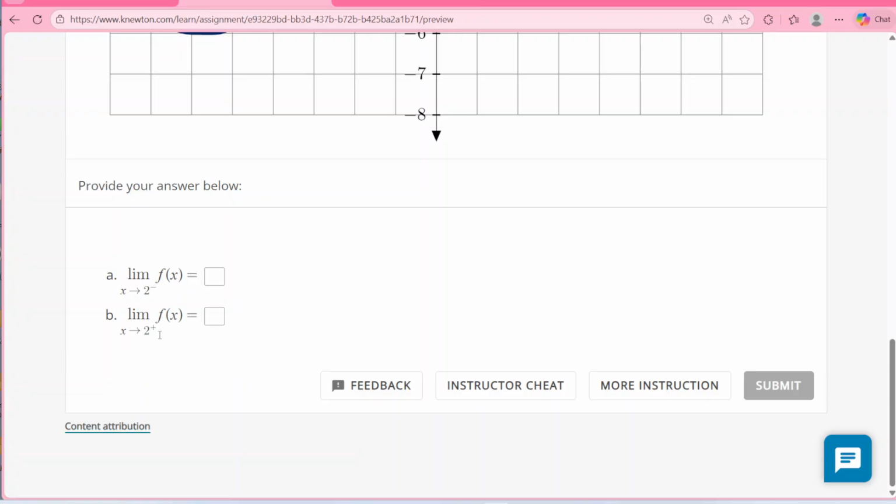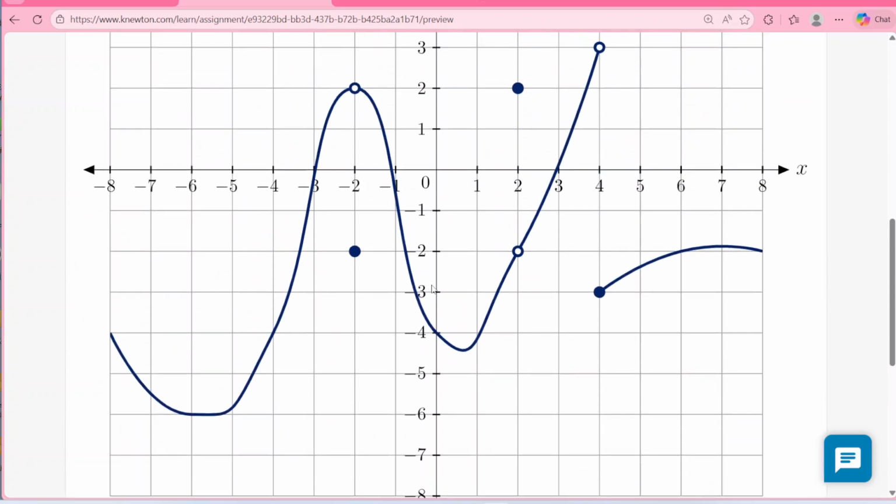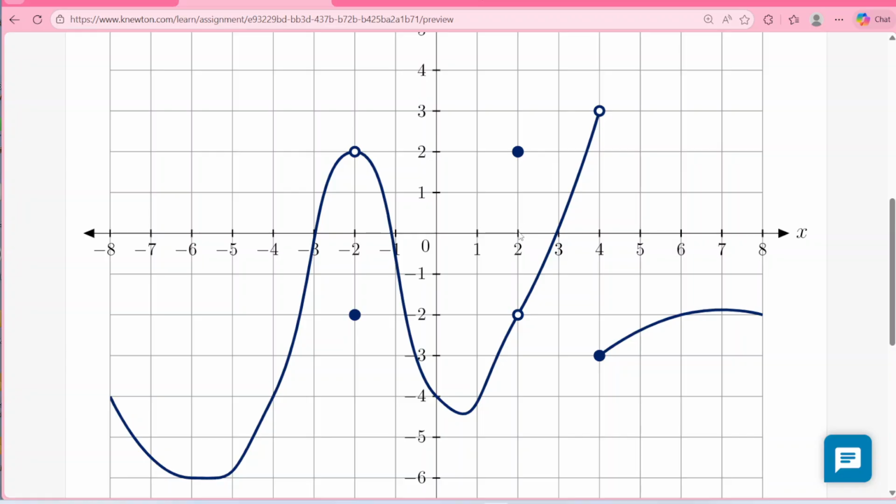We got a left side limit at 2 and a right side limit at 2. So the first one's, what's the limit as x approaches 2 from the left, right? You got the little minus sign on this function. So here's x equals 2. Again, what happens? Now, I don't care about this solid point above 2 here. Right? I don't care what happens at 2. We want to know what happens to the left of 2, or what location is being approached.